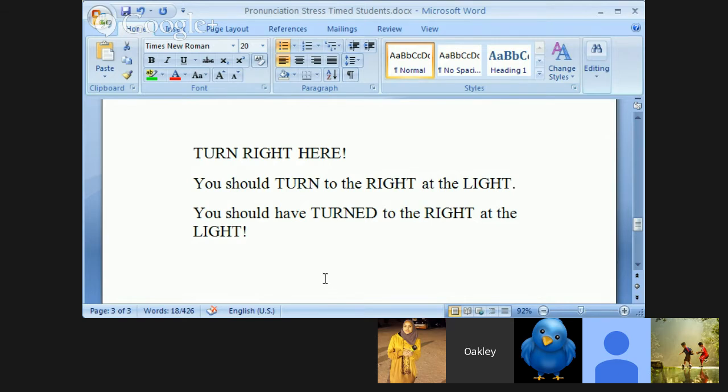Hang on, Emmanuel's asking a question. Is this contraction, should have, correct? Yeah, indeed, yes, it is, Emmanuel. In fact, should have, being a modal perfect, is an auxiliary, and our main verb is going to come after. We're going to reduce that sometimes to just shoulda.